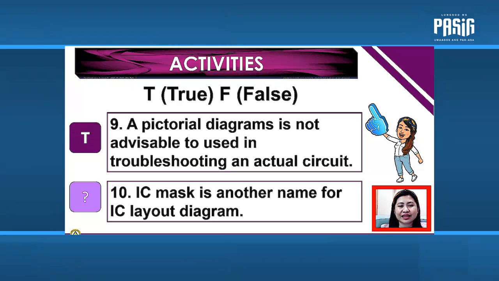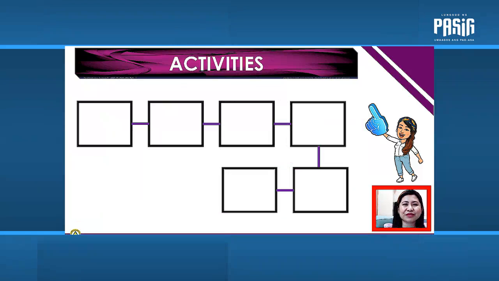Answers: 9. True. A schematic diagram is the only diagram which is used for troubleshooting because it shows the exact internal terminals of the components. Number 10. True. And now for our second activity, let's see if you can make a block diagram.